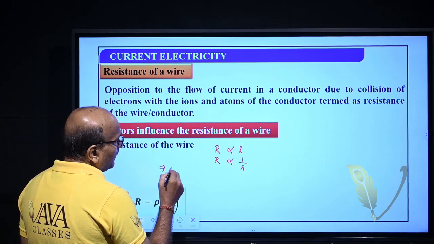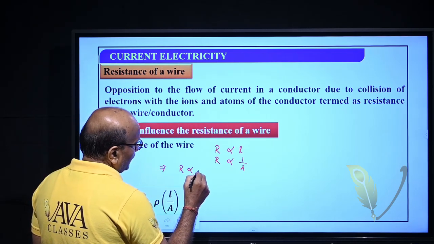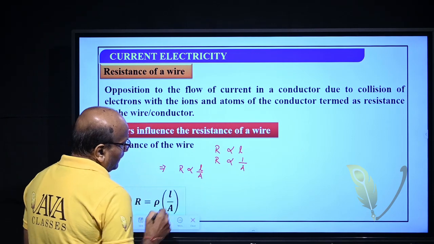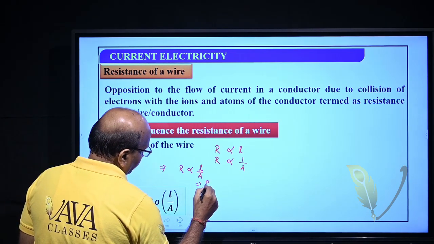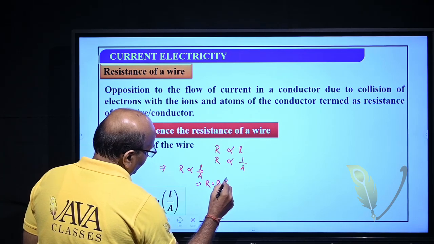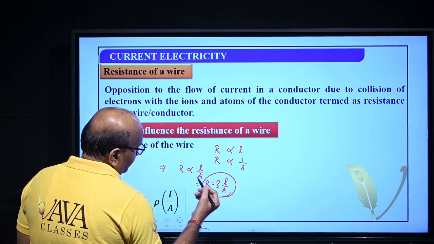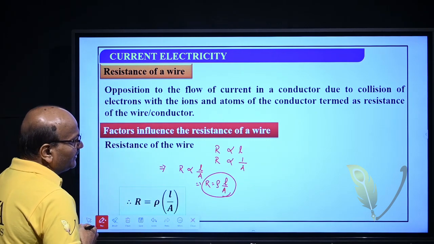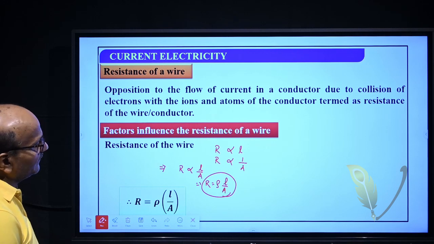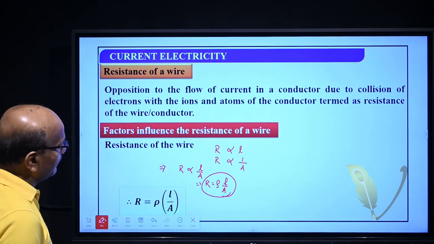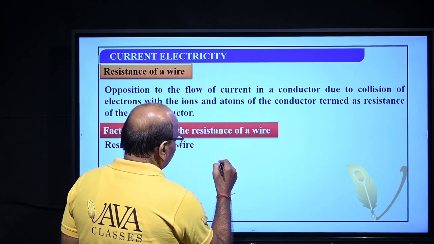When we combine these two, R is directly proportional to L by A, or R is equal to rho L by A, where rho is called the resistivity of the conductor. So R is equal to rho L by A. So rho is called the resistivity of the conductor.